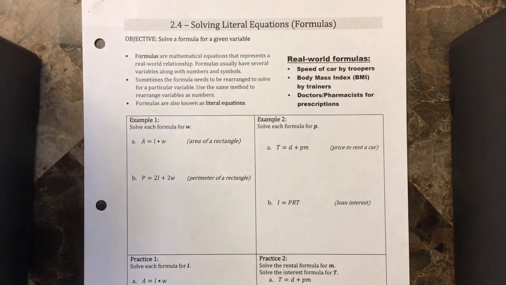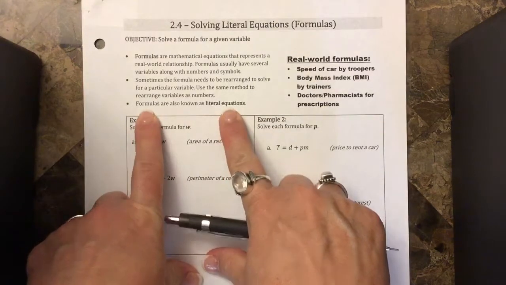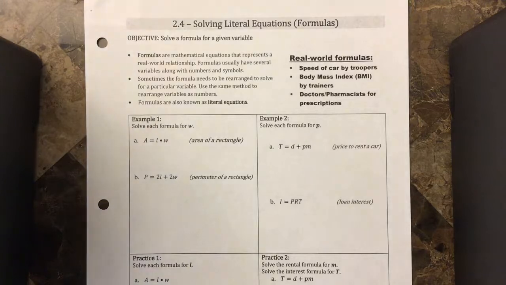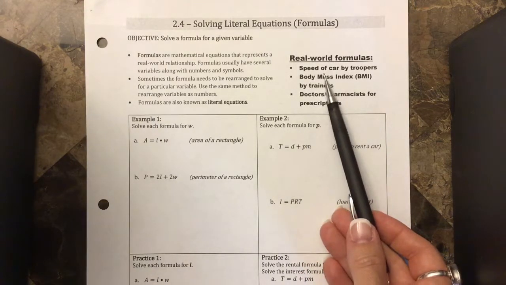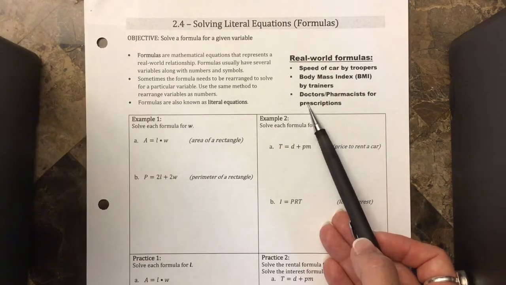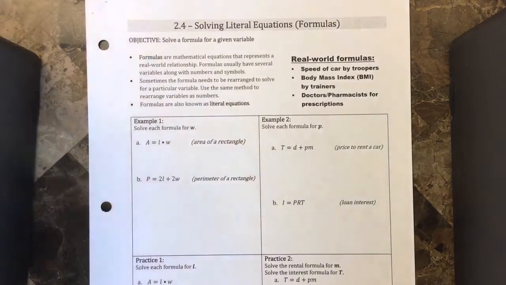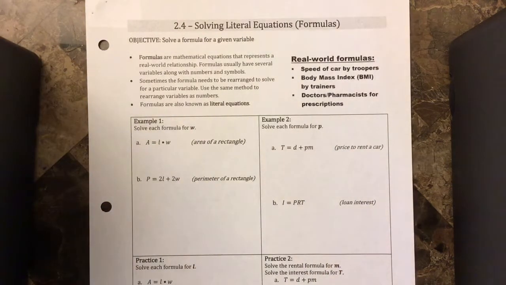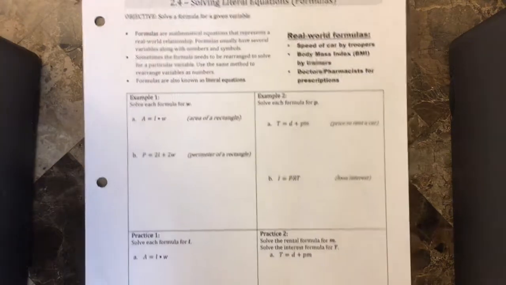This is used in electricity, in chemistry, in physics, it's used all over the place. Formulas and literal equations are the same thing. Troopers use a certain formula to find out the speed of your car. Your trainer uses a certain formula for body mass index, and pharmacists and doctors use these formulas all the time for prescriptions. Depending on your weight or your age, they determine how much of a particular medication they're going to prescribe for you.